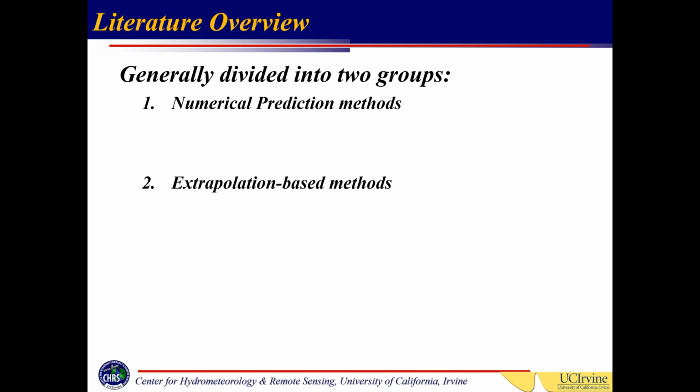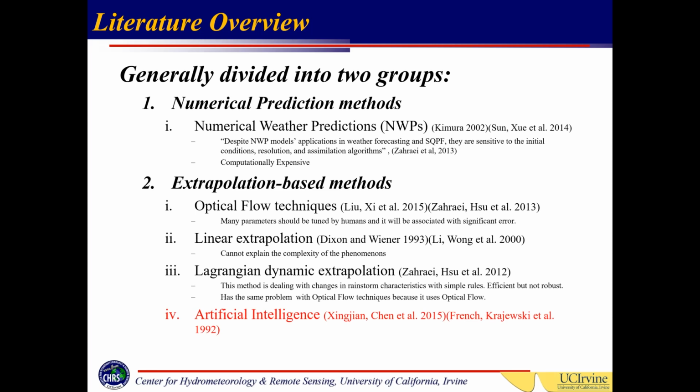Going over the literature, in general there are two types of approaches that people try to address this problem with. The first one is numerical prediction models, which try to do the forecasting using physical methods. The second one is the extrapolation method, which tries to extrapolate the already observed images or data points into the future by statistical models and image processing models. And the method that we used here is artificial intelligence, which is from the second category, extrapolation-based models.